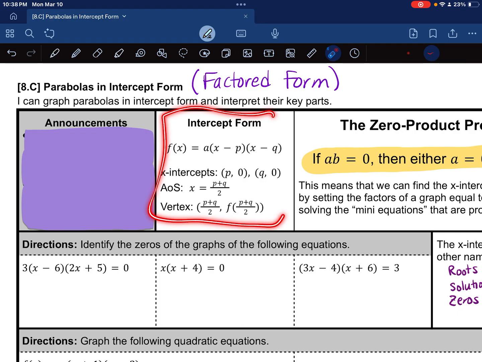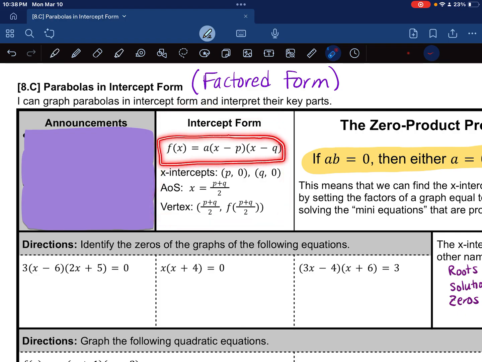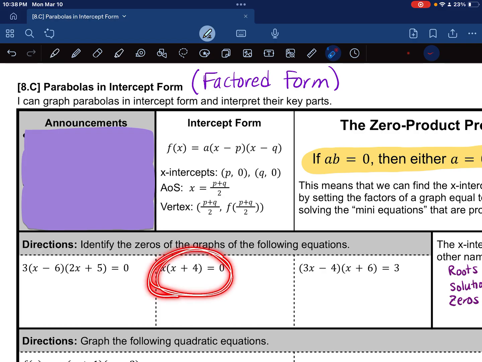Right here we have our different formulas that you need. This is what intercept form looks like, which is factored. I do want to point out that if P or Q happens to be a 0, your factored form can look something like this.